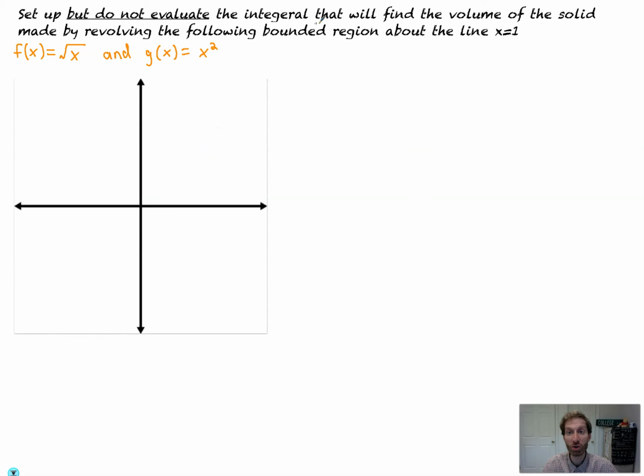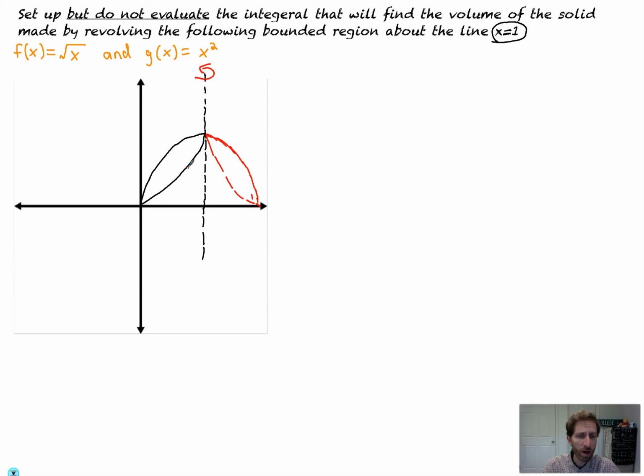Set up but do not evaluate the integral that will find the volume of the solid made by revolving the following bounded region about the line x equals 1. Same exact area, but this time we're revolving it about x equals 1, which, if you recall, is where these two curves intersect. So when we revolve that about that vertical line, we're going to be in terms of y. The reason is that our disks are now going to be this way, and the washer is now going to be that way, like so. And so you get that really thin height, dy.